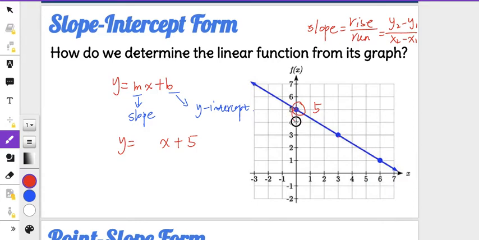So let's see. Rise is 1, 2. We go down, so it's negative 2. Then 1, 2, 3. We go to the right. So rise over run is negative 2 over 3. So it's going to be negative 2 over 3.